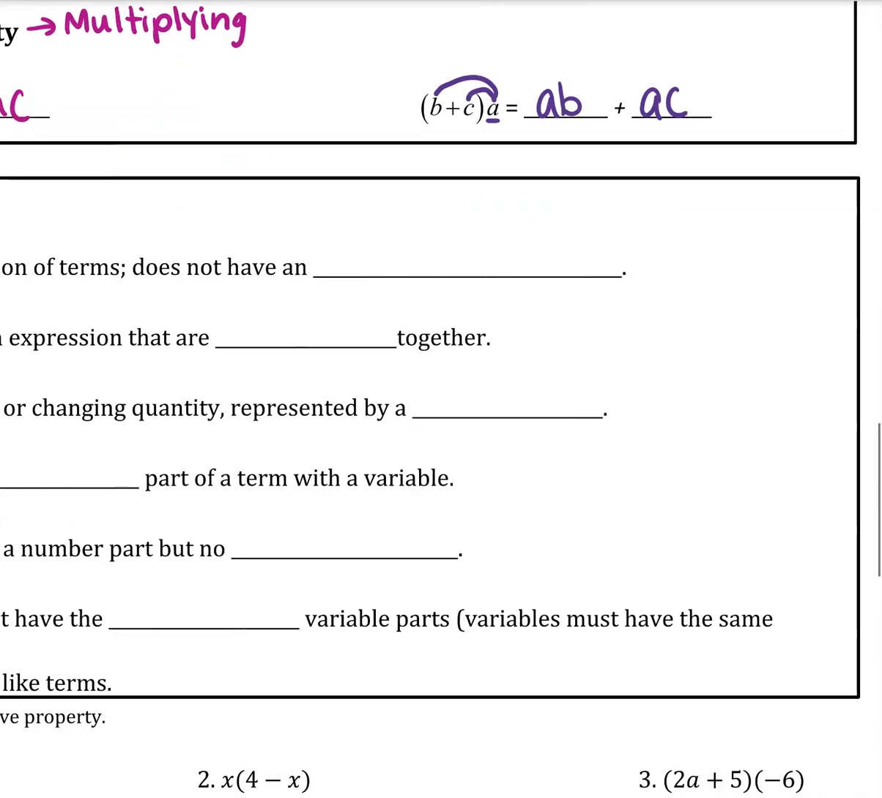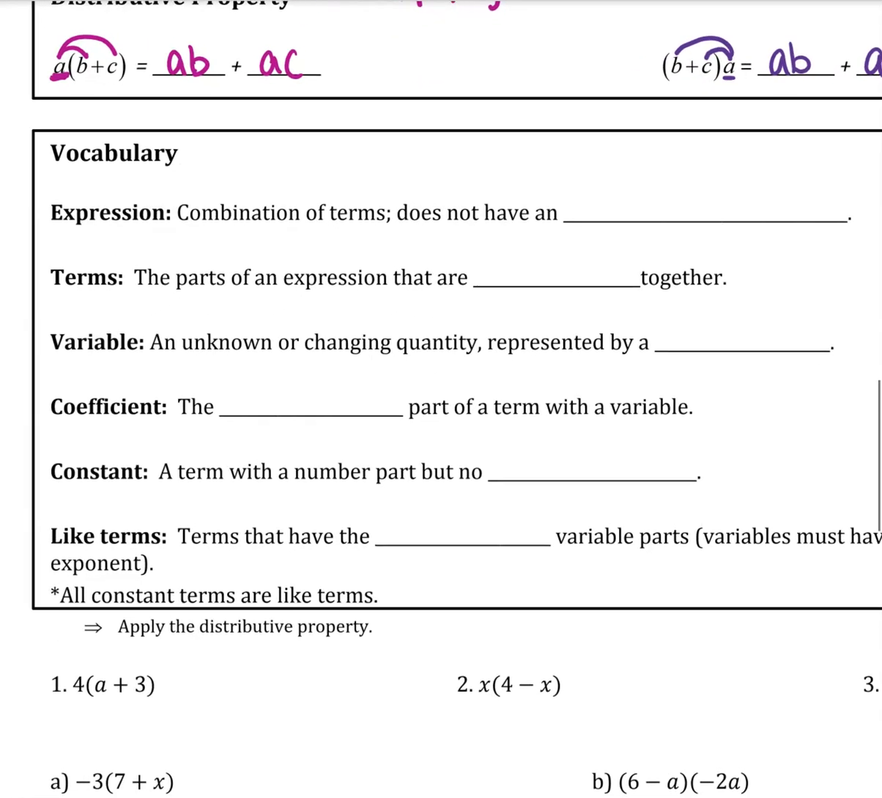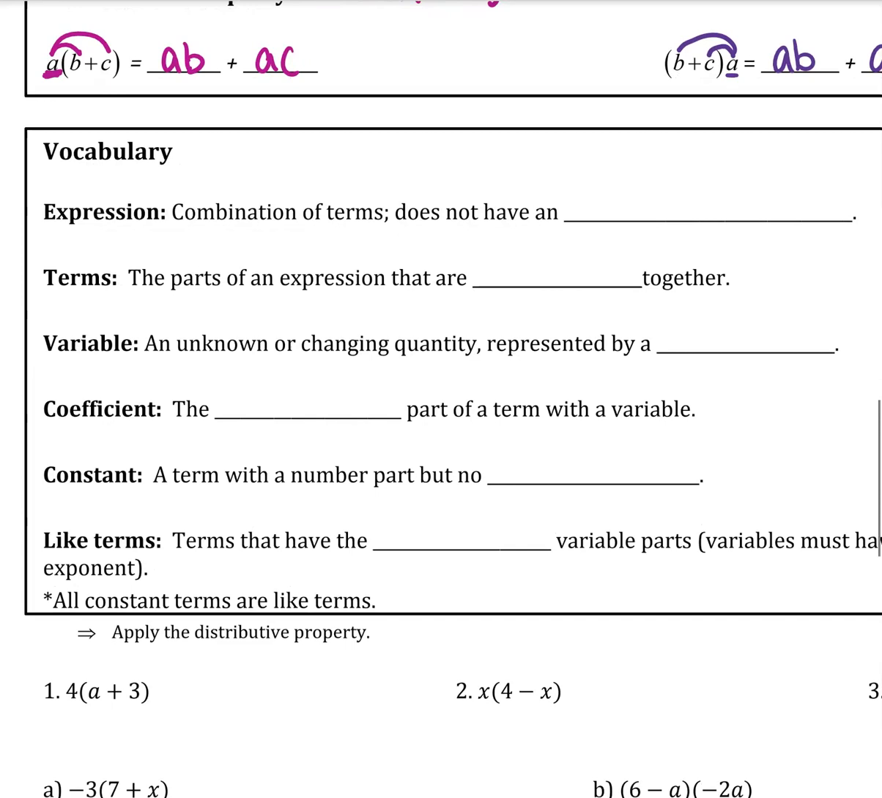Now we have a big vocab box right here. I know this is a lot, but these are words that we use all the time, and we want you to know what we're talking about if we say a word. So if I say expression, you know what I'm talking about. And if you need a reminder, it's all good. An expression is different from an equation. An equation always has an equal sign. An expression won't. So an expression is a combination of terms that does not have an equal sign. That's what's going to go in the blank.